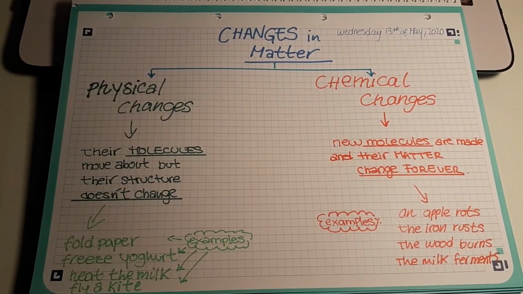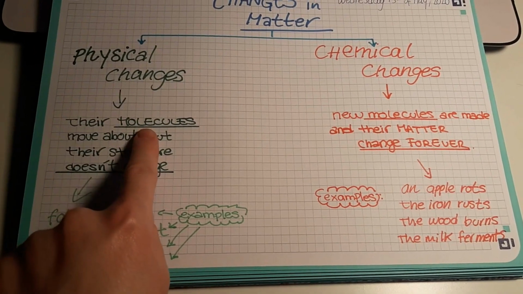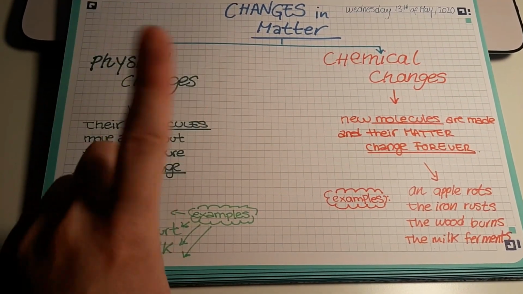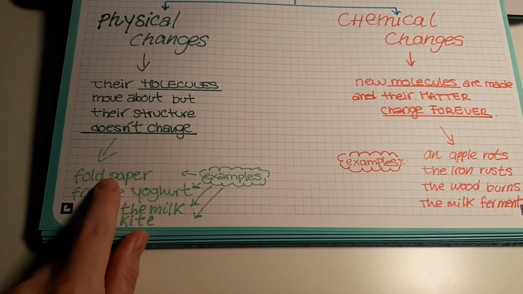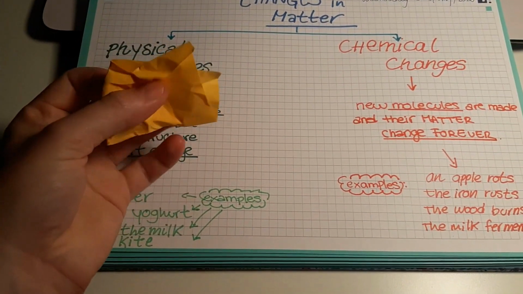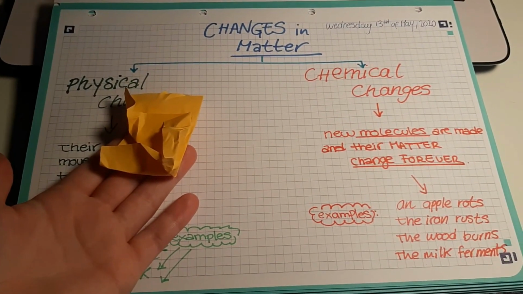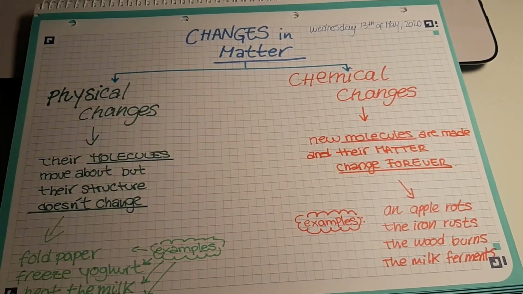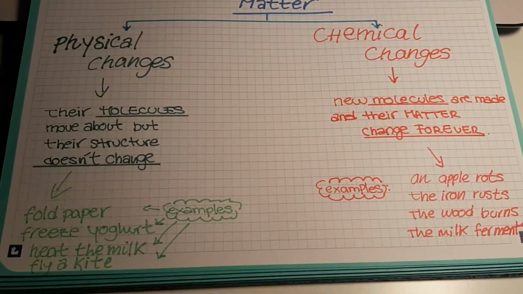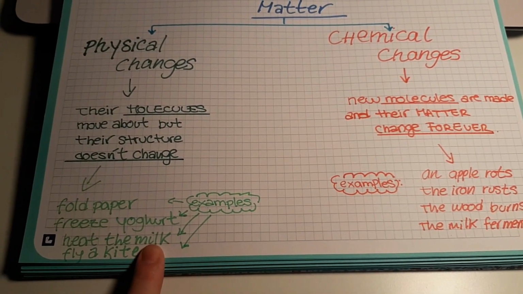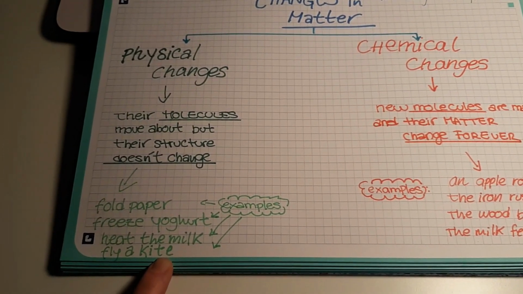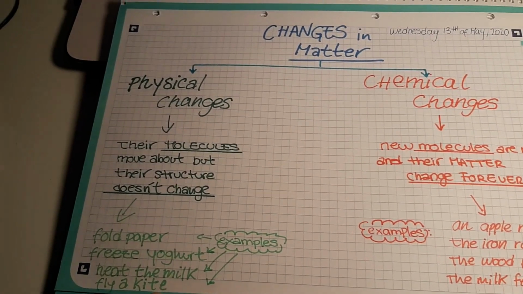So, when we have a physical change, the molecules of the matter move about, but their structure doesn't change. Okay? If you fold a paper, for example, you have the same molecules, they don't change. When you freeze a yogurt, it's still yogurt. Or when you heat the milk, it's still the milk. Or when you fly a kite made of nylon, it's the same. It's a kite. It doesn't change the molecules.